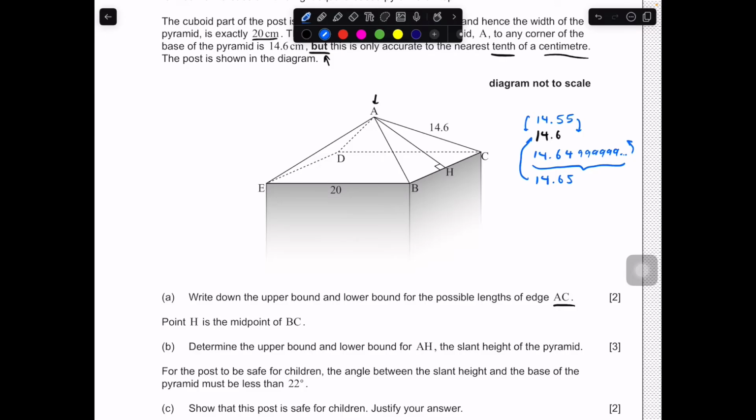So if we want to find a possible lower and upper bound for AC, let's write lower bound and upper bound. So let's say lower bound is equal to 14.55, and the upper bound is equal to 14.65. There it is.